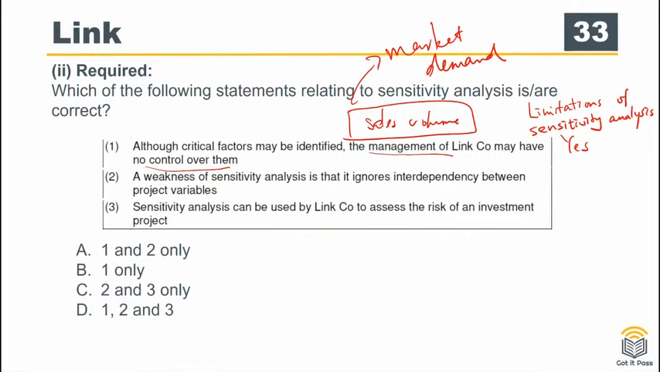The second statement says that a weakness of sensitivity analysis is that it ignores interdependency between project variables. Yes, it's also one of the weaknesses, one of the limitations of sensitivity analysis. Okay, in some situations, project variables are linked together, or the term here is they are interdependent with each other.